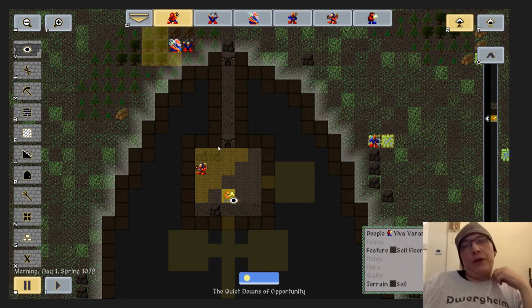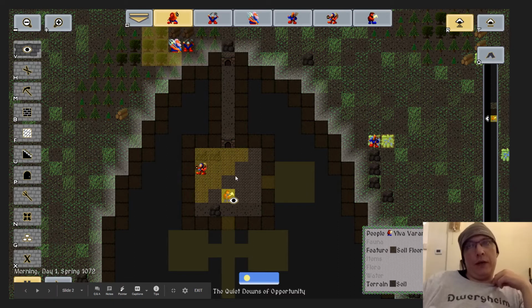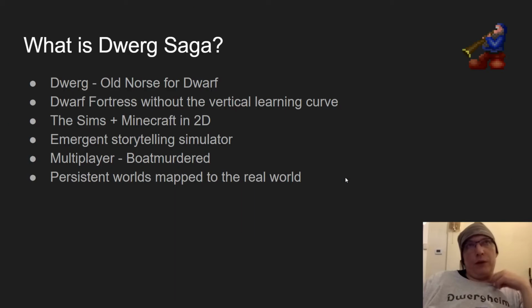Here's a screenshot of a tribe of dwergs, felling trees, mining out a home in the hillsides, laying floors, and harvesting fruits. Dwerg is just Old Norse for dwarf. Dwerg Saga is Dwarf Fortress without the vertical learning curve and with a friendly interface.